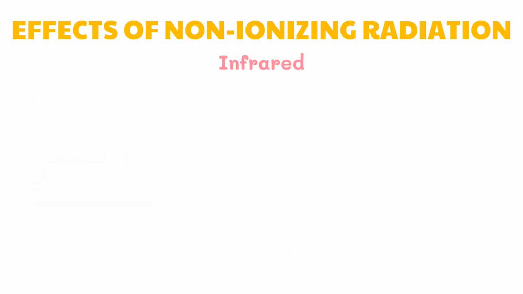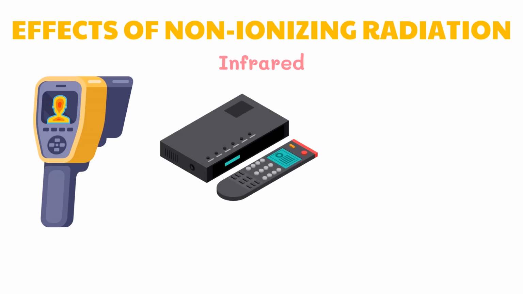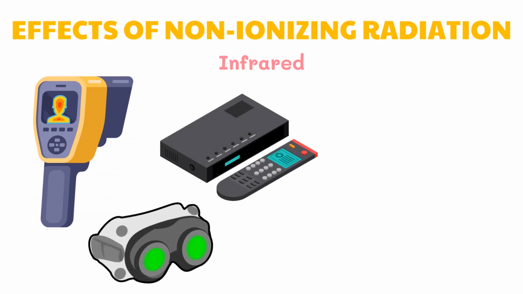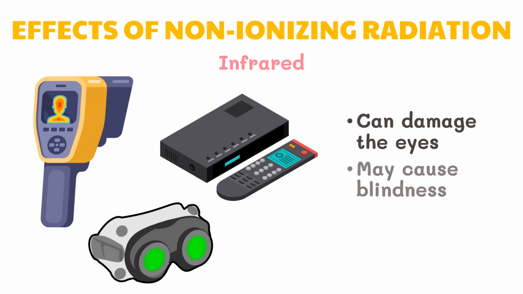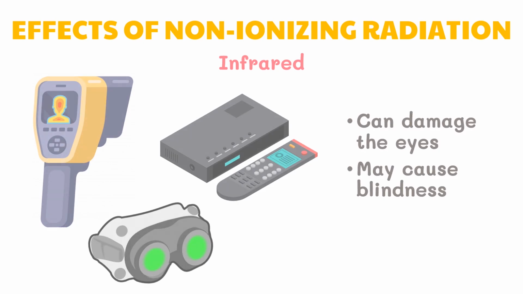Infrared is used in thermal scanners, remote controls, and night vision goggles. The human eye can't see most of the infrared spectrum. About half of the total energy the sun gives off is in the form of infrared radiation, which we feel as heat. In large amounts, this type of radiation can damage the eyes and even cause blindness.